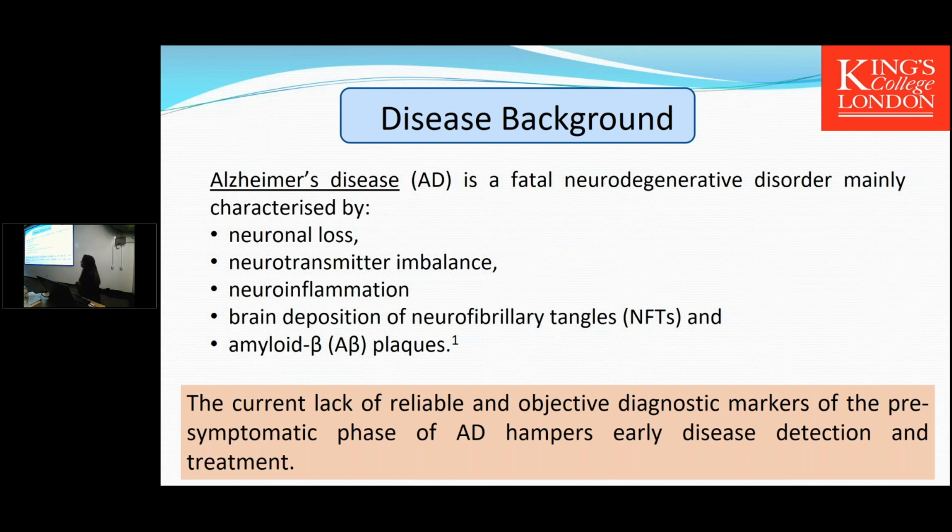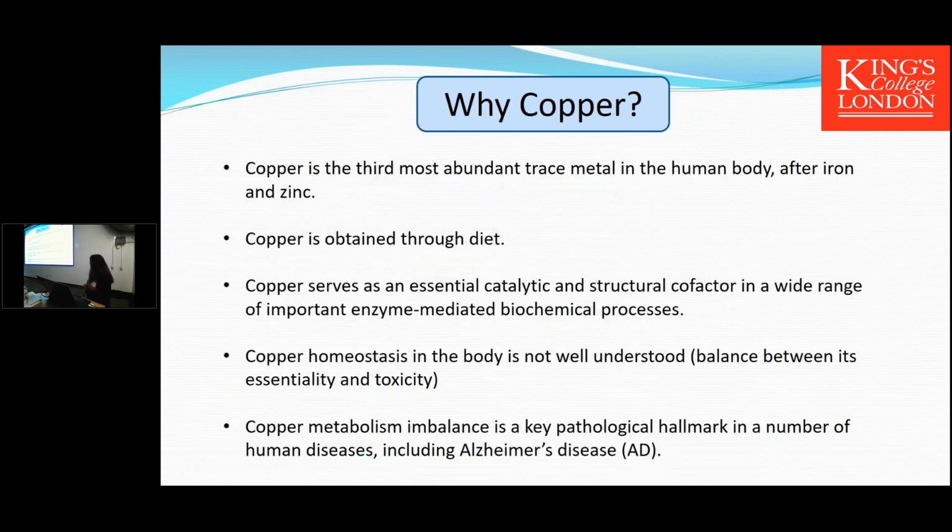Because we don't have a reliable and objective diagnostic marker, the aim of this study was to look at a different aspect of the disease to come up with some sort of PET marker. We were interested in copper because you may not know this, but copper is the third most abundant trace metal in the human body after iron and zinc. You obtain your copper through your diet. Copper serves as an essential catalytic and structural cofactor in a number of important enzyme-mediated processes. Copper homeostasis in the body is not very well understood and is still under investigation, but there is a balance between its essentiality and its toxicity. Copper metabolism imbalance is known to be a key pathological hallmark in a number of human diseases, including Alzheimer's disease.